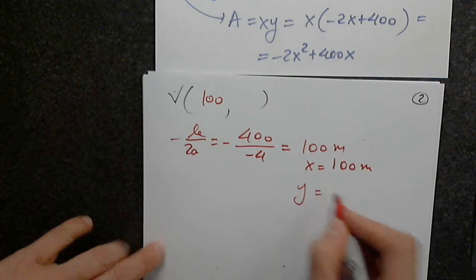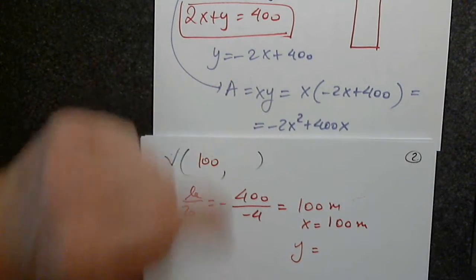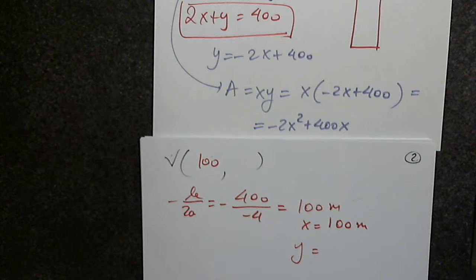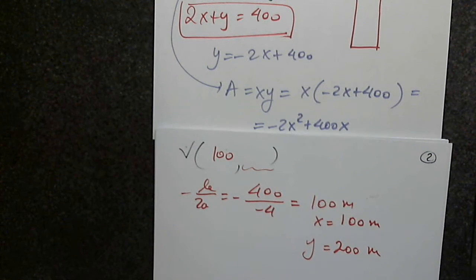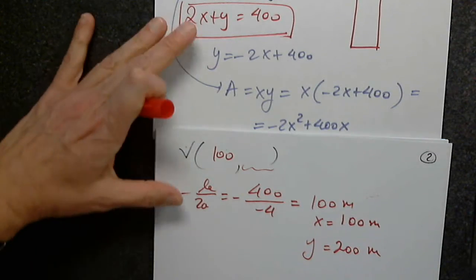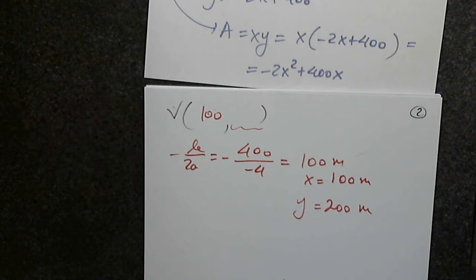How much is y? I don't know. I have the relationship right here. I know x is 100. How much would y be? Excellent. And now I want the maximum area. I know the length is 200. I know the width is 100. I don't need to go back and plug it in. I already have the answer.